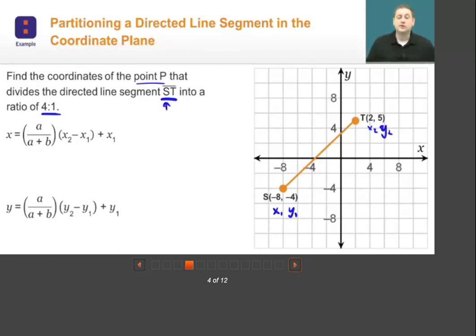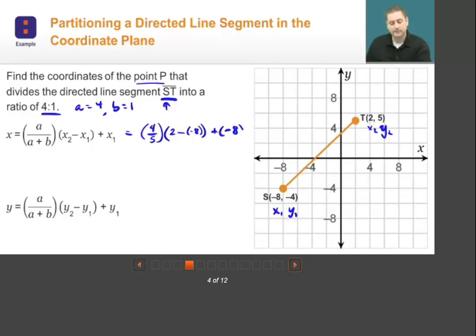So why don't we go ahead and use these along with the ratio of 4 to 1, meaning a is equal to 4 and b is equal to 1, in our formulas. So a over a plus b would be 4 over 4 plus 1. So it would be 4/5 times x2 minus x1. That's going to be 2 minus a negative 8, and then we're going to be adding a negative 8. 2 minus a negative 8 is 10. So I'm taking 4/5 of 10, which is 8. 8 plus a negative 8 gives me a value of 0, which means point P is going to have an x-coordinate of 0.